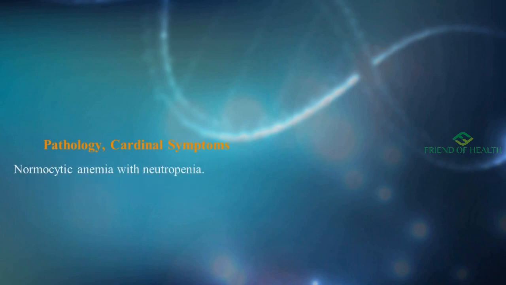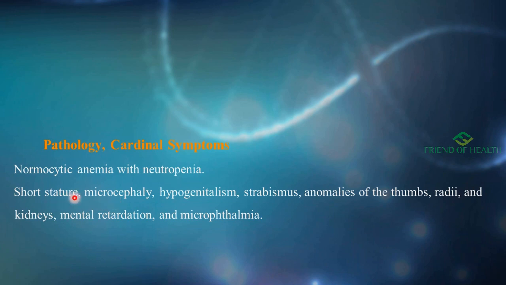Normocytic anemia with neutropenia. Again, penia, you can see here normocytic anemia with neutropenia. You need to know every presentation in detail and properly, so that if a question comes at an application level, like a case format, you can answer. Short stature, microcephaly, hypogenitalism, strabismus, anomalies of the thumbs, radii and kidneys, mental retardation and microphthalmia, and normocytic anemia with neutropenia. This is all about Fanconi anemia.